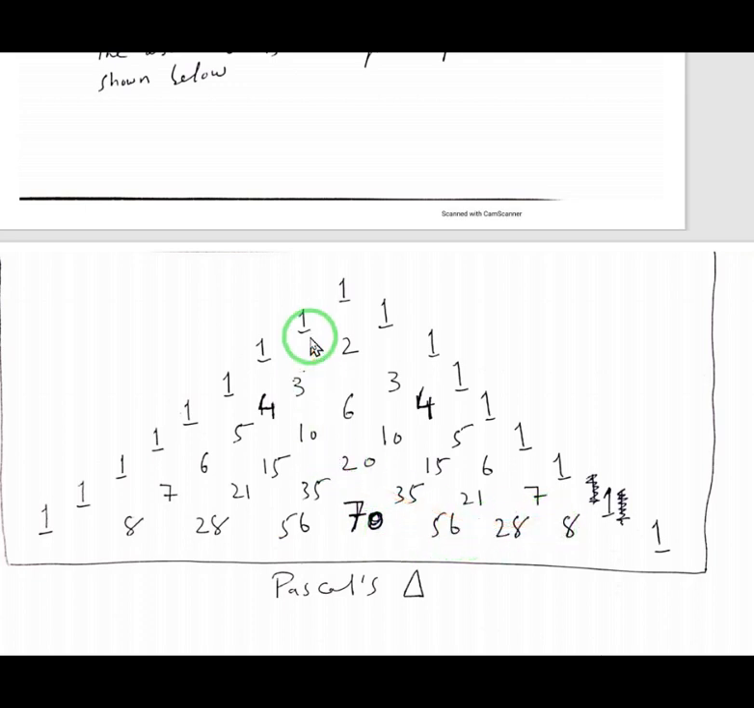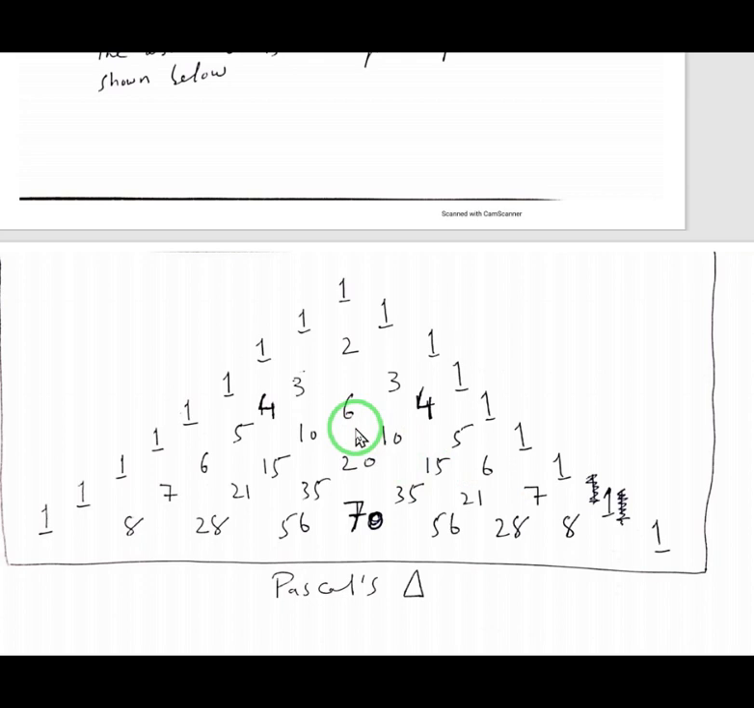How it works? It works as this: 1 plus 2 is 3, 3 plus 1 is 4, 4 plus 1 is 5, 5 plus 1 is 6, 6 plus 1 is 7, 7 plus 1 is 8. It contains 8 rows. In this one also, 2 plus 1 is 3, 3 plus 1 is 4, 4 plus 1 is 5, 5 plus 1 is 6, 6 plus 1 is 7, and 7 plus 1 is 8.